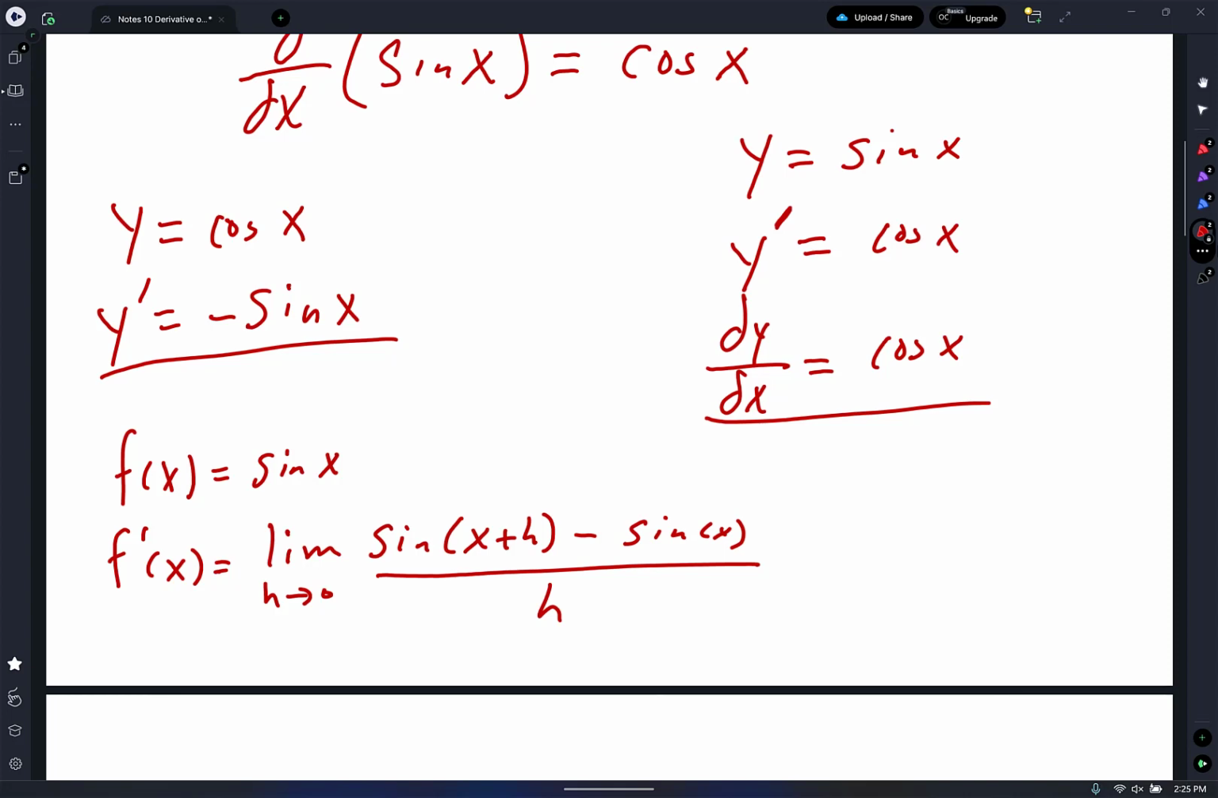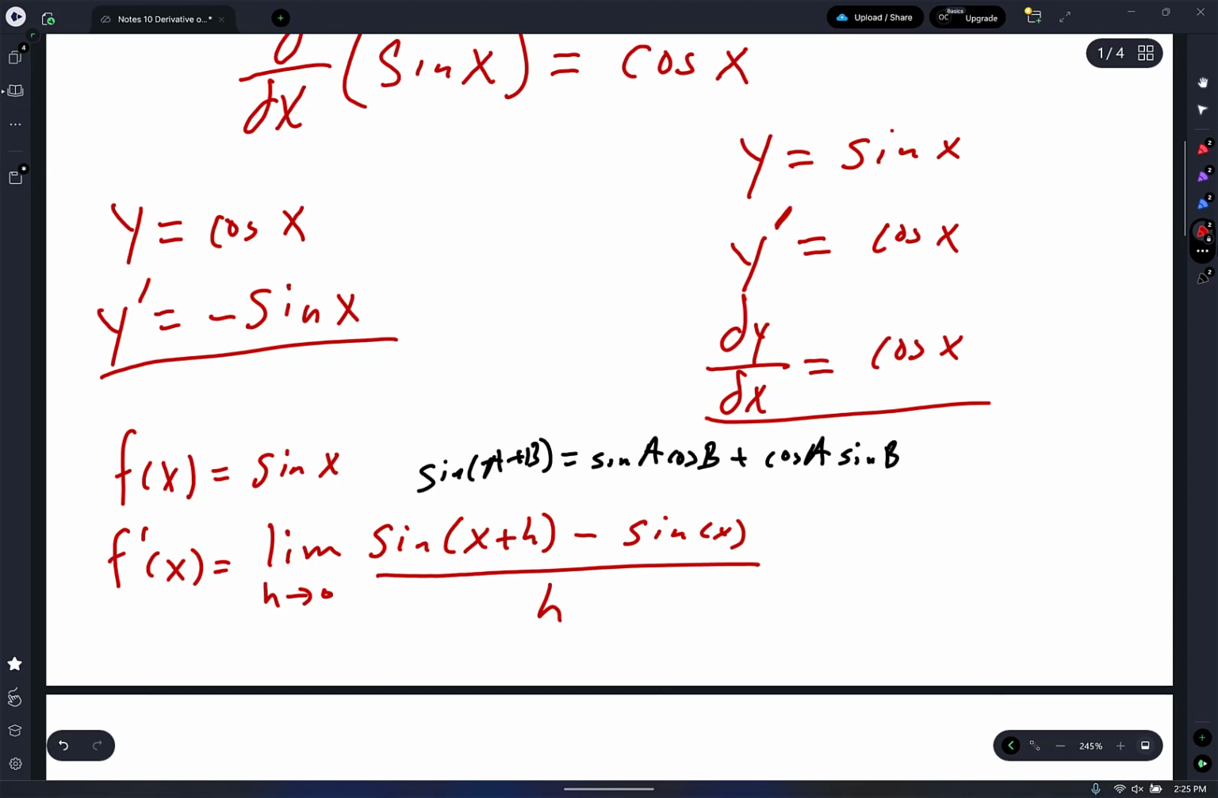Trig 5. If you want to try it for fun, remember the secret is you have to remember what sine of A plus B is. Sine A cosine B plus cosine A sine B. You can say sine B cosine A if you want to. If you wanted to do the derivative of the other one, you have to know cosine of A plus B, which is cosine A cosine B minus sine A sine B.